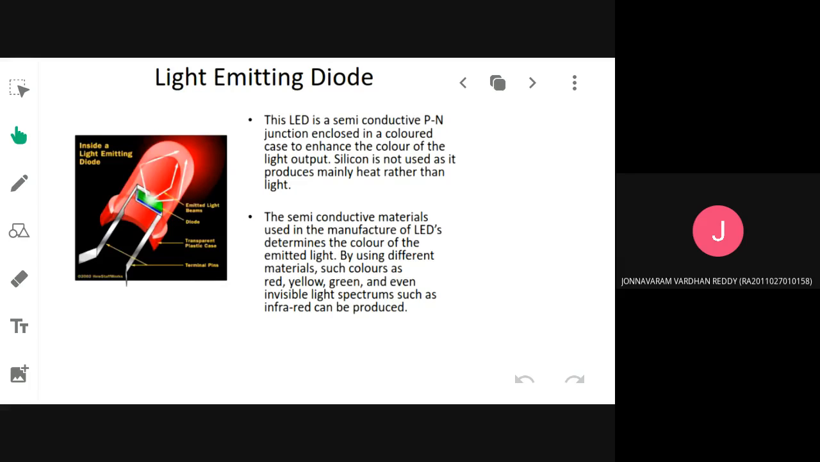Suppose you want to pick red color, then one type of material is used. If you want blue color, then that material you have to use. So it doesn't use silicon or germanium as a PN junction does. It is using different types of material like gallium arsenide, gallium nitride. Depending upon the material that you pick, the colors will be visible differently. And how does that light emission happen?